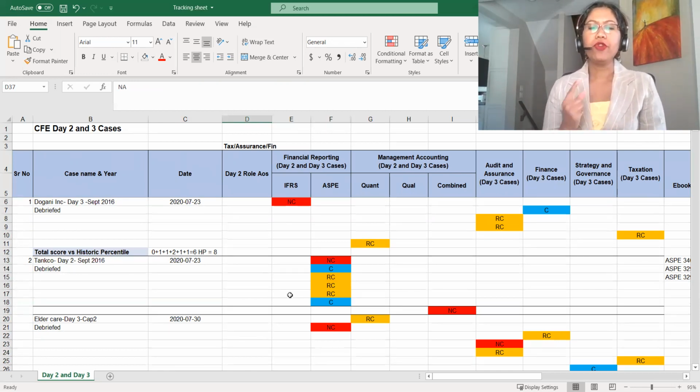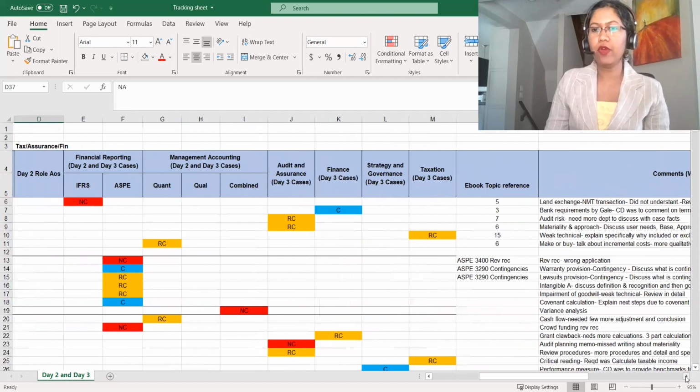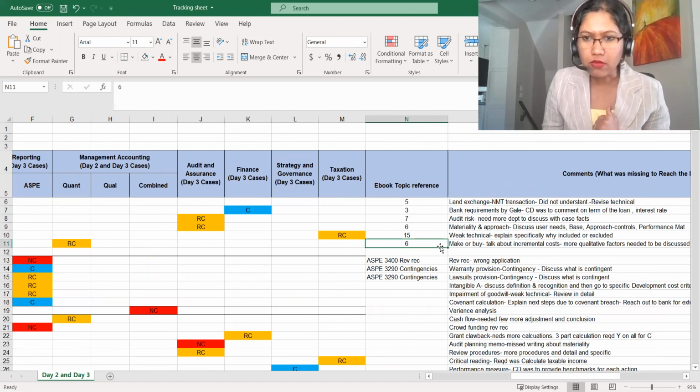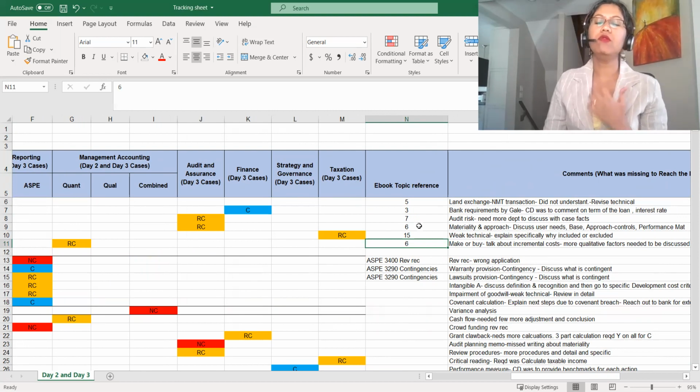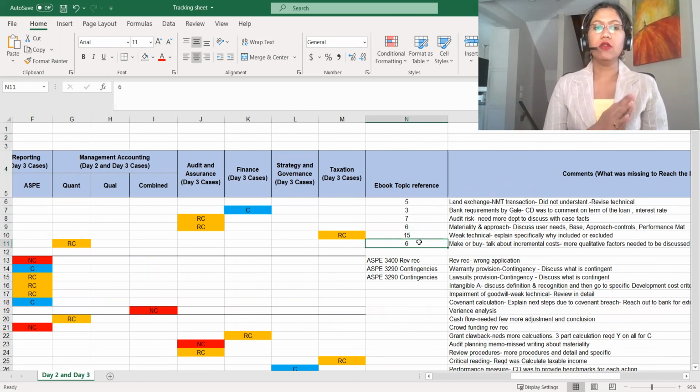First, which subject you are lacking. Now from the notes section, if you find that repetitively, suppose this chapter 3 is coming up again and again, or see here, chapter 6, chapter 6. Sorry, no, this is a different one, but you get my point. If materiality was coming again and again, and I'm not able to score C even in a different case, that means that is weak.